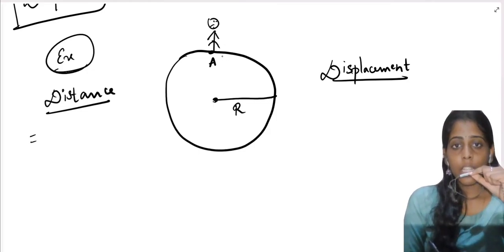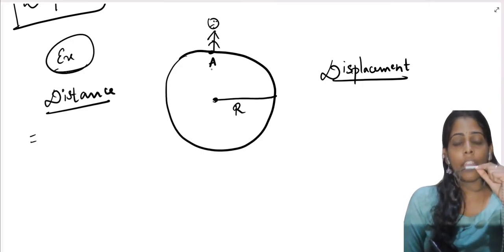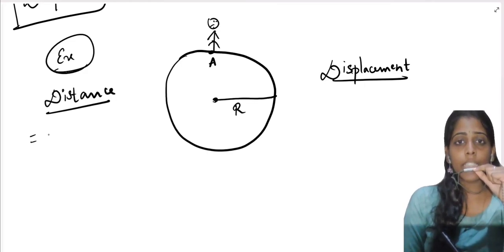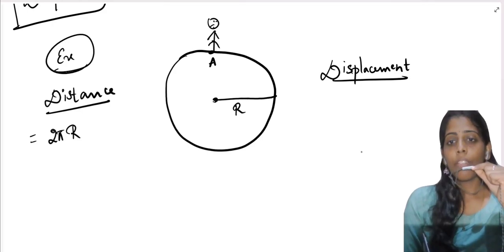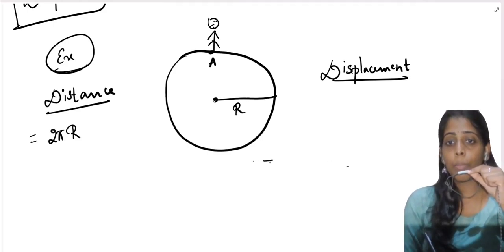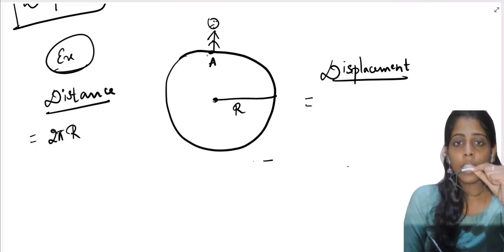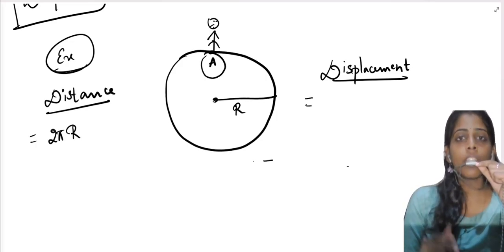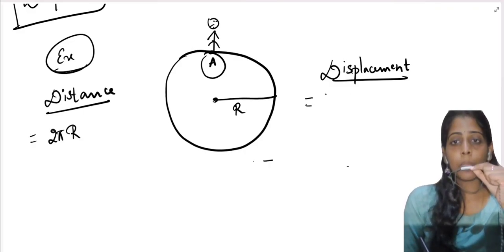So this person is starting from point A and is finishing one round, right? The distance is the total path covered by this person to reach the initial and final position. In this case, this person is actually walking on the circumference of the circular park. We know the circumference is nothing but 2 pi r, so my distance is simply going to be 2 pi r. Whereas while calculating displacement, I should remember that displacement is the shortest distance between the initial and final position. In this case, my initial position and final position are the same point, right? So the displacement is going to be 0.